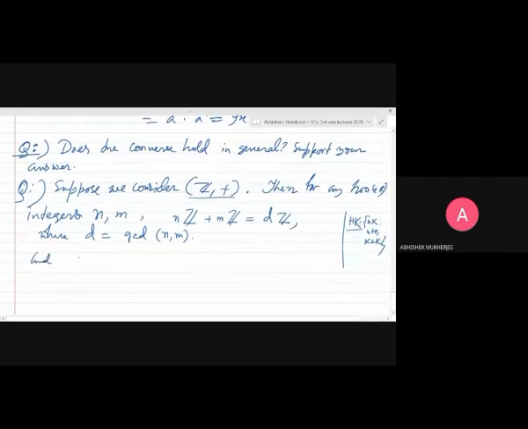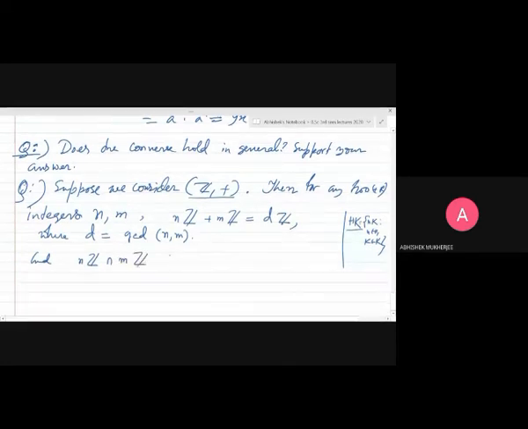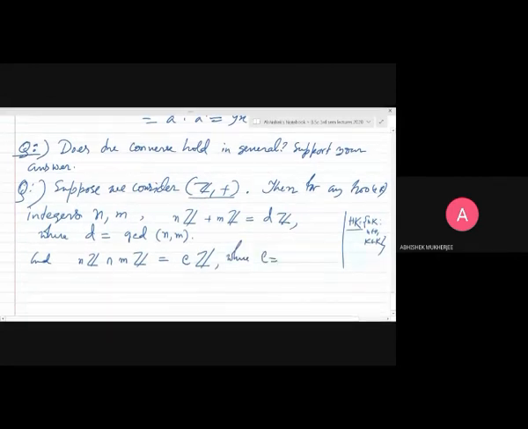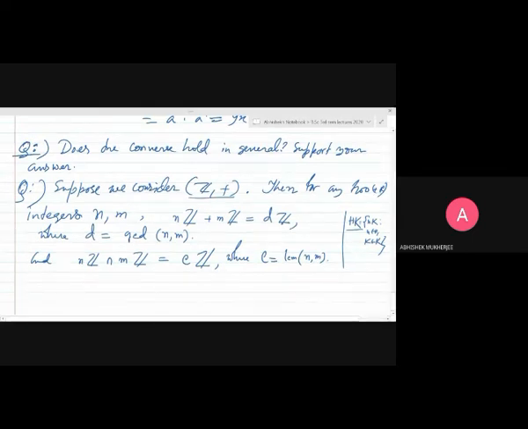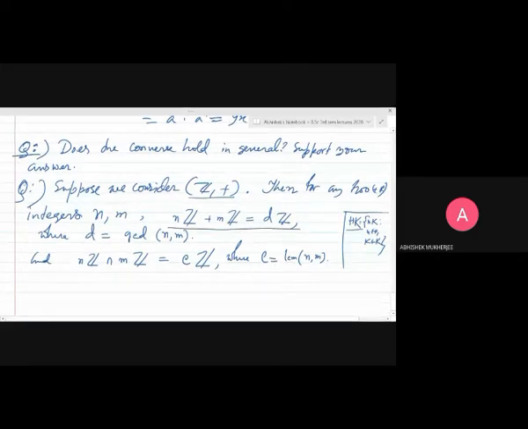And prove that if you take the intersection, because intersection of two subgroups is again a subgroup, it is cZ, where c is the LCM of n comma m. Just try this out now. This one, nZ plus mZ, is actually dZ. Just do it on your own now.